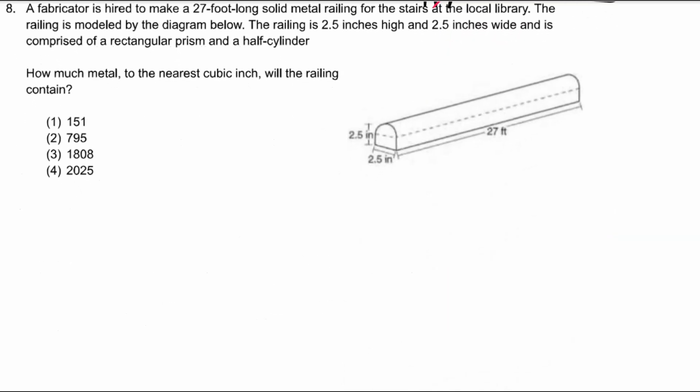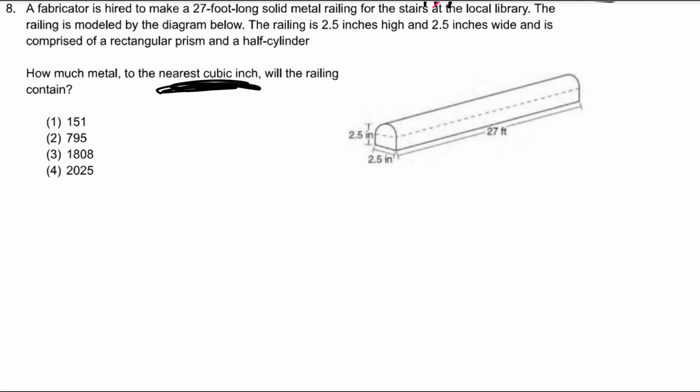Number 8. A fabricator is hired to make a 27-foot long solid metal railing for the stairs at a local library. The railing is modeled by the diagram below, and the railing is 2.5 inches high and 2.5 inches wide, and is comprised of a rectangular prism, that's on the bottom there, and a half cylinder. How much metal to the nearest cubic inch will the railing contain?